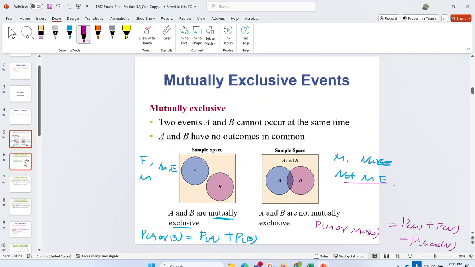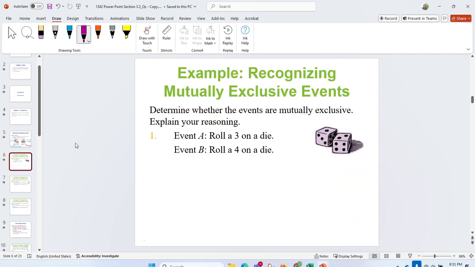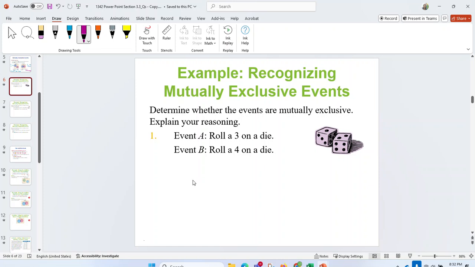All right, look at this one right here. Is this mutually exclusive or not? Event A: rolling a 3 on the die. Event B: rolling a 4 on the die. The answer is yes, because 3 is 3 and 4 is 4. They are two different outcomes; you cannot roll a 3 and a 4 at the same time. Rolling a 1 is 1, rolling a 2 is 2, so those are mutually exclusive.